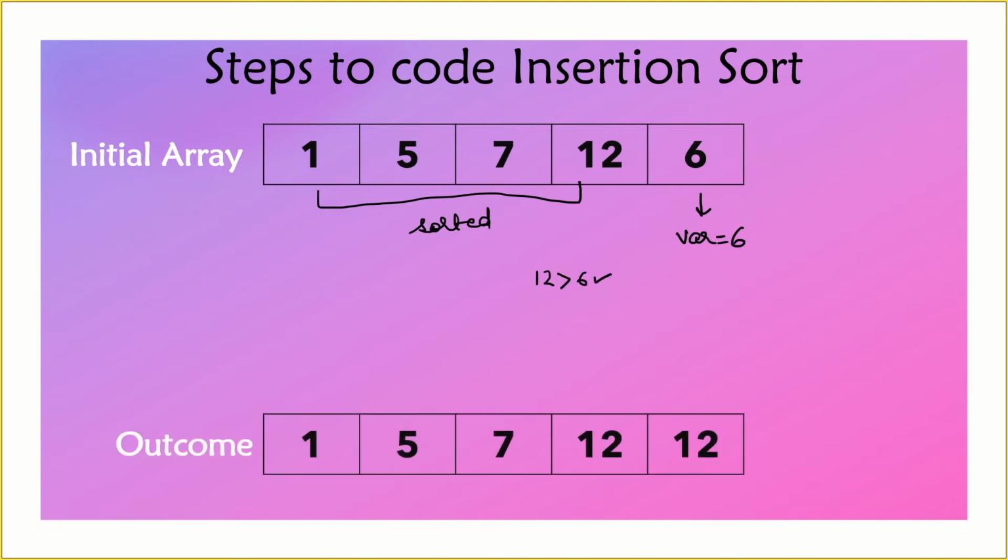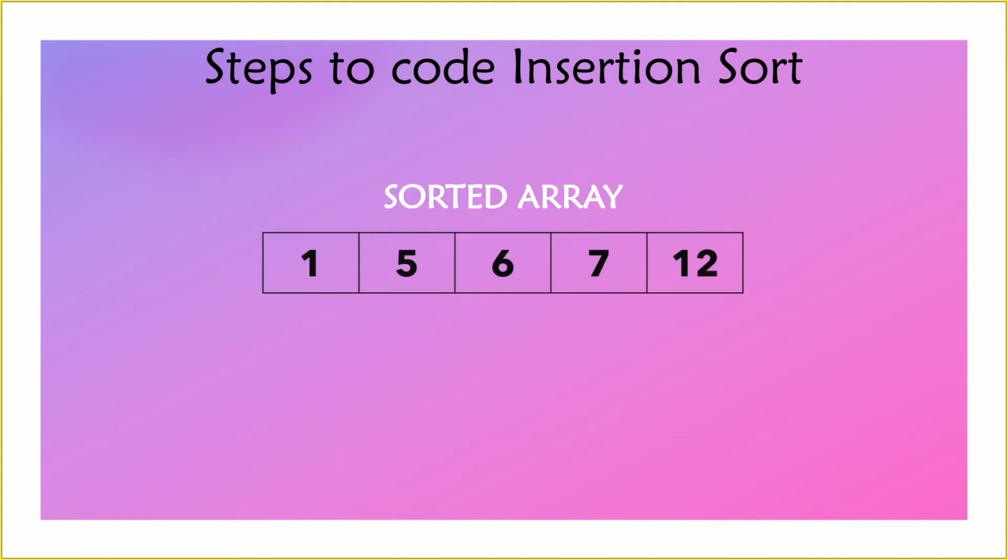So 12 makes place for 6 and is on the left hand side, which is the correct position after comparing 12 and 6. In the next place, we will be comparing 7 and 6. This condition is also true. So 7 shifts towards right to make place for 6. And now finally, my sorted array is this.